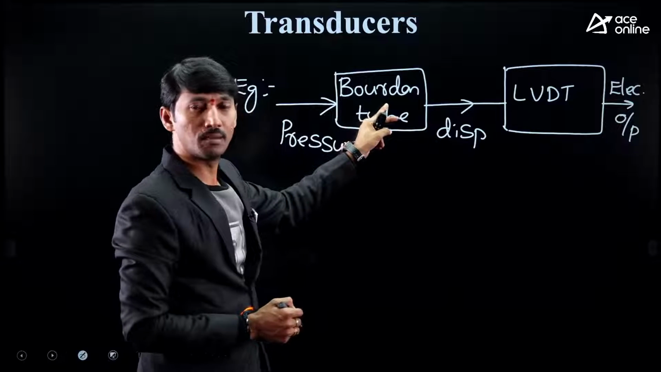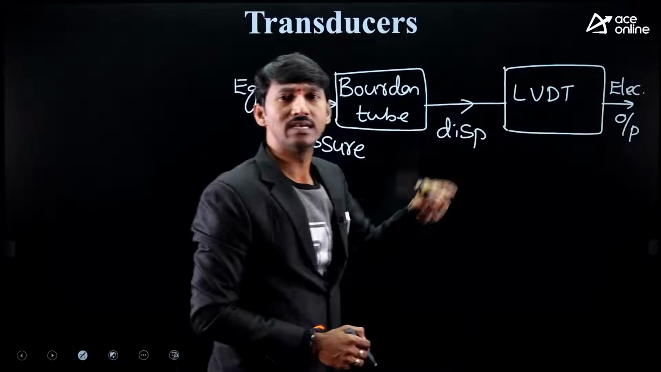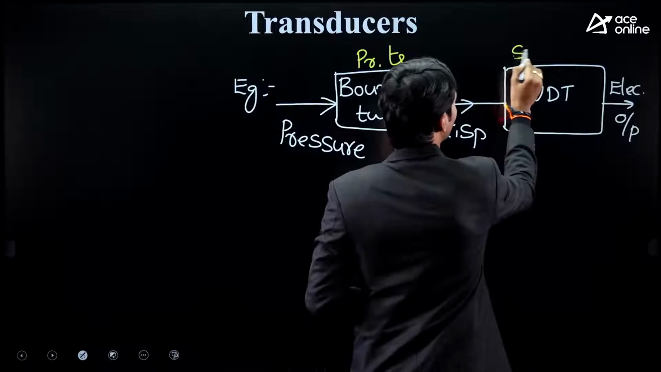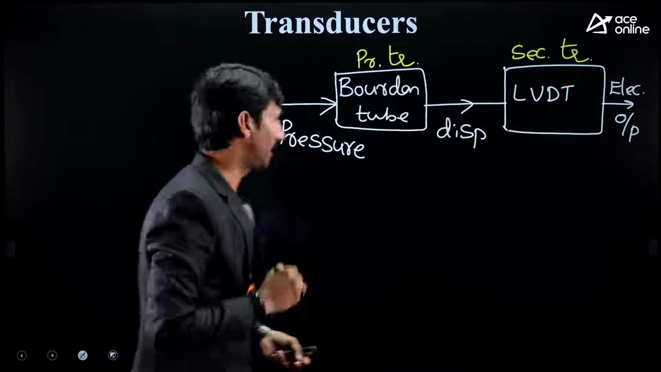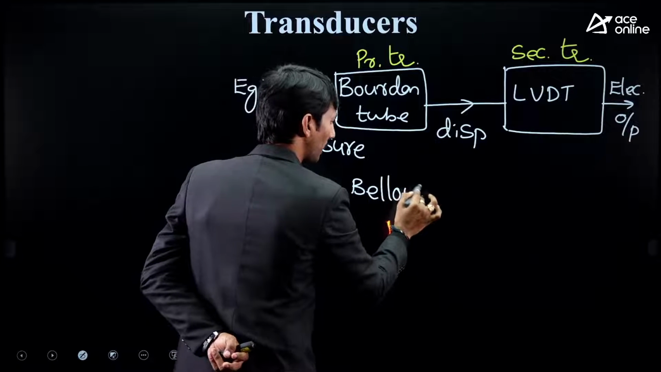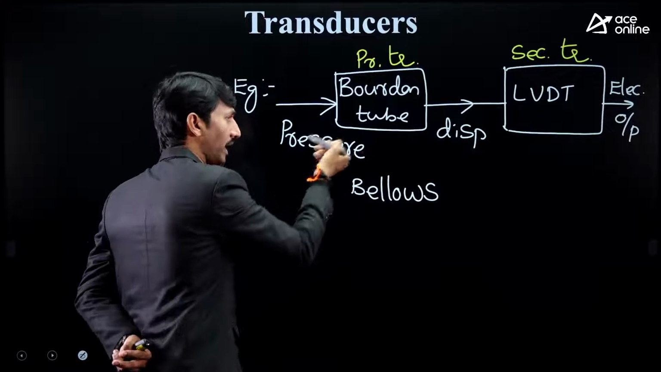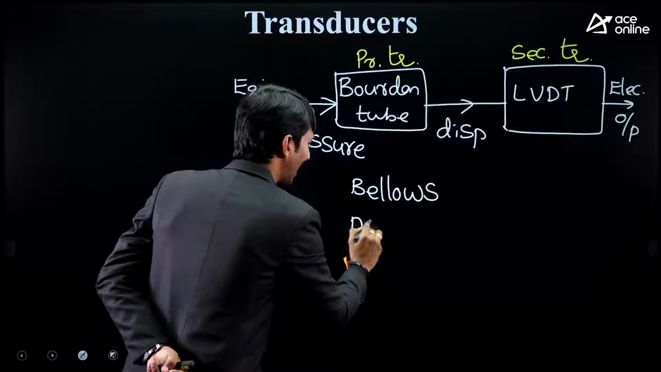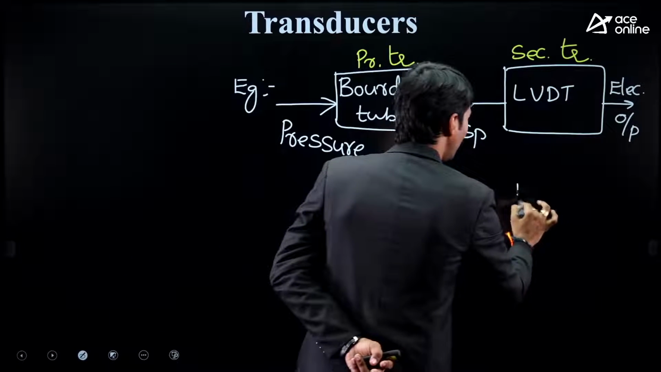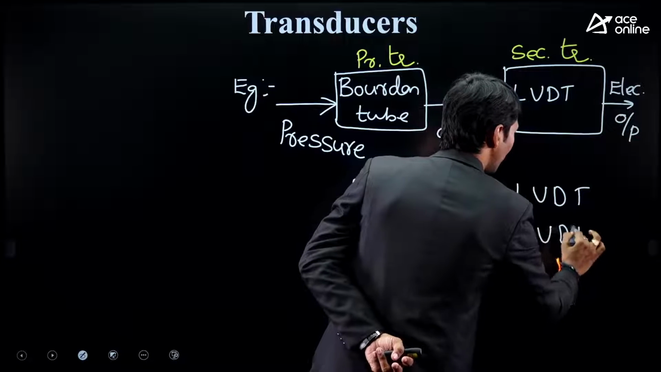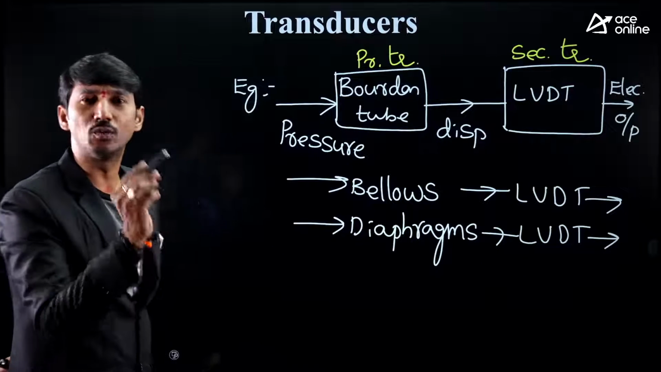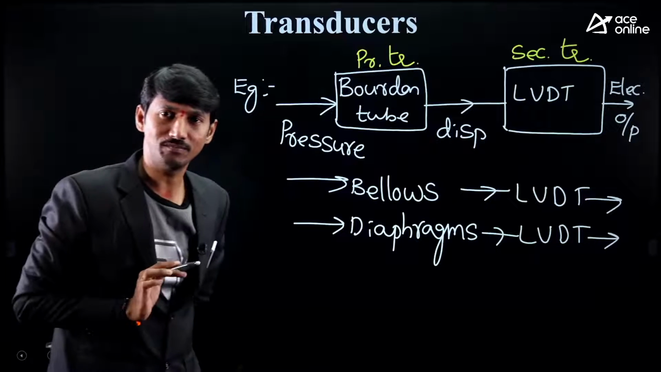So therefore, this is called mechanical transducer or primary transducer. This is secondary transducer. Very, very simple. And in the place of Bourdon tube, some more devices are there. In the place of this, we can use bellows also. Bellows also have the same function: pressure into displacement. Or diaphragm also we can say. Diaphragm is also the same thing. After that, again, LVDT is common. Like this, I am showing. So these are the things related to primary as well as secondary transducers. Clear everyone? Now, next one.